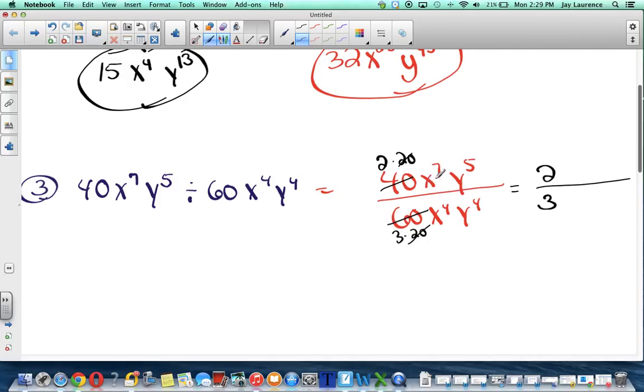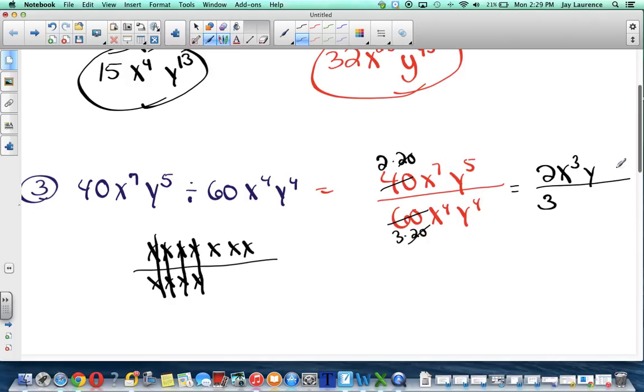Now I have 7 x's in the numerator. Normally I don't like to write all these out. And then I have 4 x's in the denominator. These will cancel, leaving me an x cubed in the numerator. And the y's, there's 4 down here, there's 5 up there. 4 of them are going to cancel, leaving a y in the numerator. And there you go. That is the simplified version of the division problem, or your quotient. That's the best you can do.